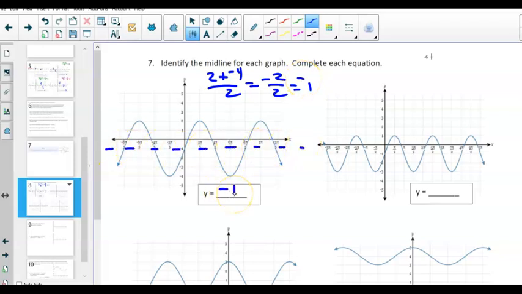And when we write the midline, we write them as equations, like y equals. This one here, the top is at 1, the bottom's at negative 3. And we divide that by 2. And the midline is also, again, at negative 1. So, again, the equation is y equals negative 1.